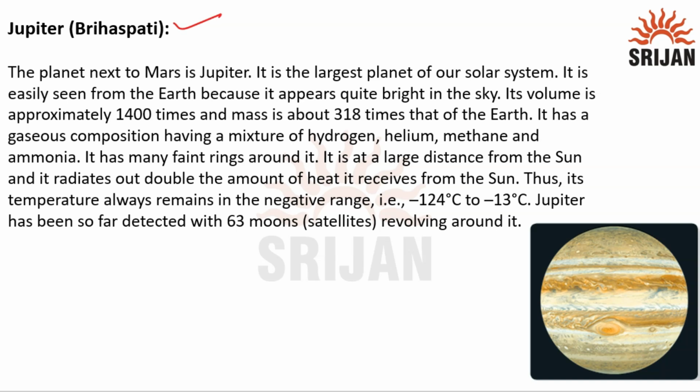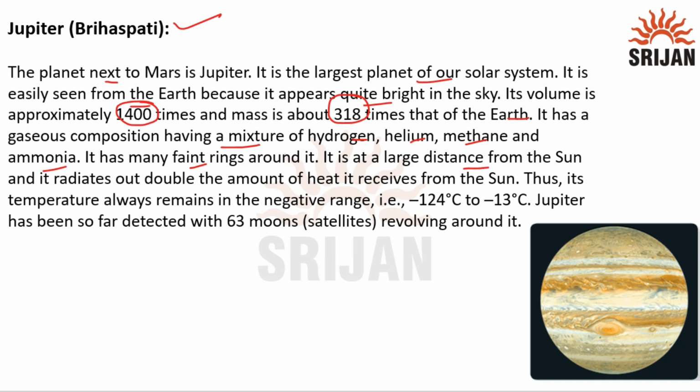Next planet is Jupiter, which is also known as Brihaspati. It is the planet next to Mars, and the largest planet of our solar system. It can easily be seen from the Earth because it appears quite bright in the sky. Its volume is approximately 1400 times and mass is 318 times that of Earth. It has a gaseous composition, a mixture of hydrogen, helium, methane and ammonia. It has a faint ring around it.